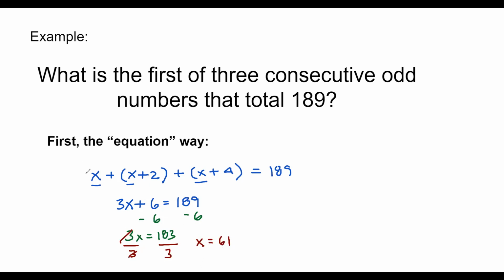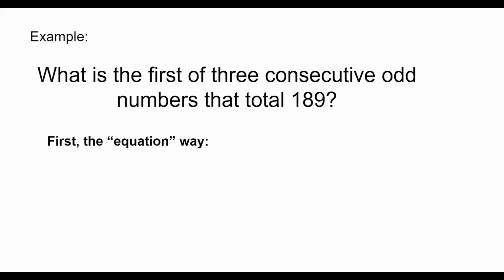Now remember, that was the first number in our list. And we're talking about three consecutive odd numbers. So our numbers must be 61, 63, and 65. Notice that I skipped 62 because that's an even number. I skipped 64 because that's an even number. Now we have our list, and we were asked, what is the first number? So our answer to this question would be 61. Now, I think you can agree that's kind of a lot of work. A lot of steps to that.